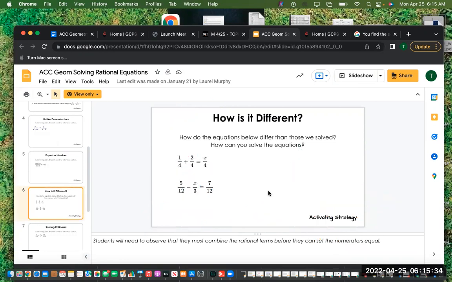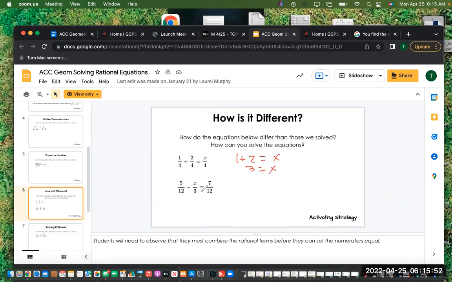So how do the equations below differ from what we solved? How can you solve the equations? All right, since the bottom pieces are all the same on this one, I can just go, okay, 1 plus 2 equals x. Well, 1 plus 2 is 3. Boom.